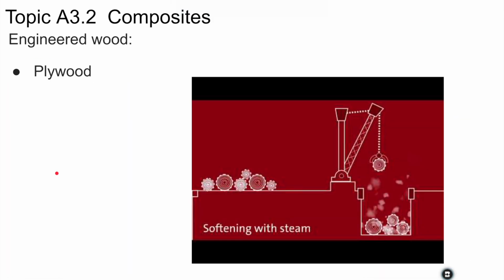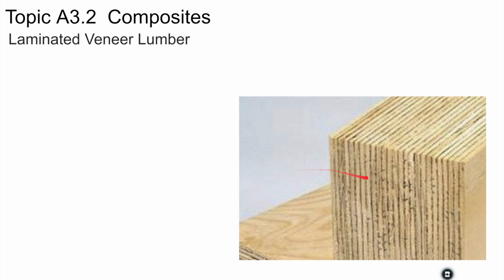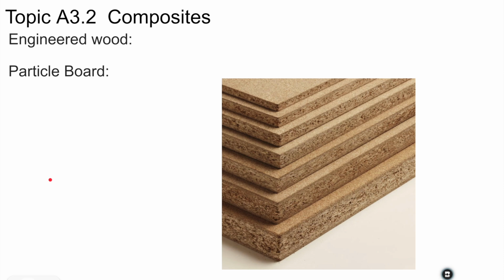Plywood is another composite, and it is a laminate composite made of plies or sheets of thin pieces of wood that are glued together so that their grains are alternating, which gives that omnidirectional strength. So you can see that here. This is laminated veneer lumber. You can see the different plies, and you can see that they're glued together in such a way that the grains alternate. There's also particle board. Particle board is made of small pieces of wood that is glued together in a matrix.